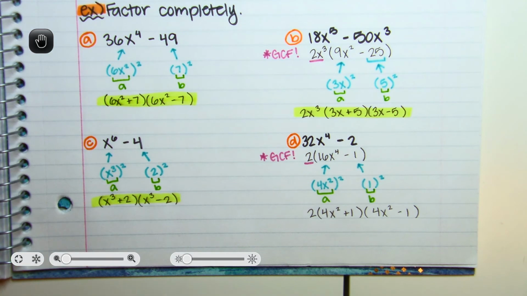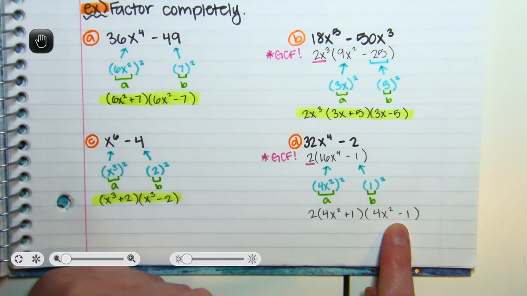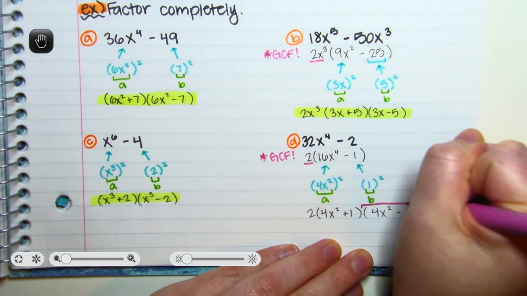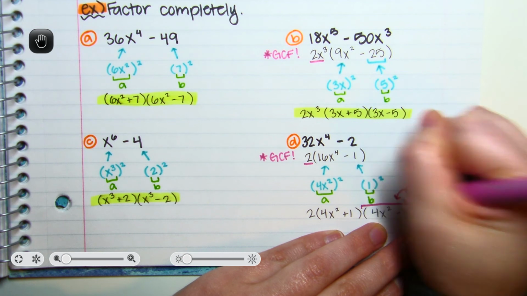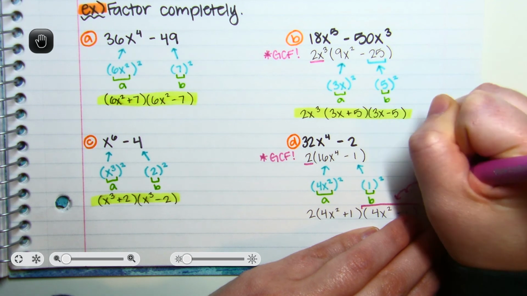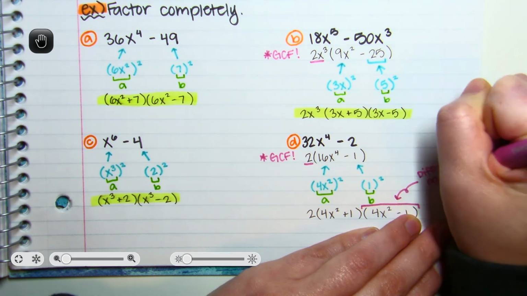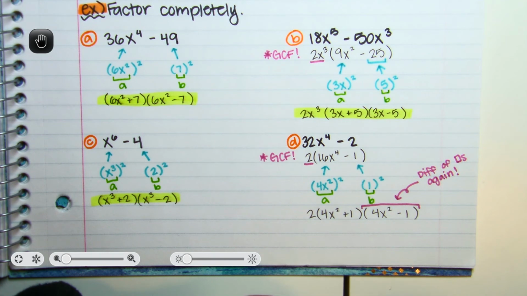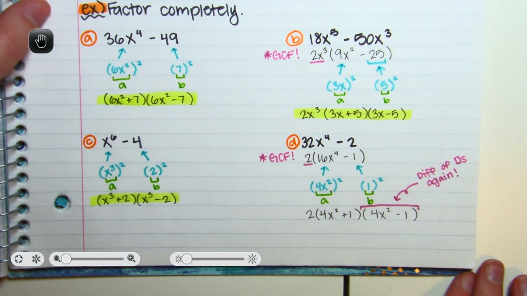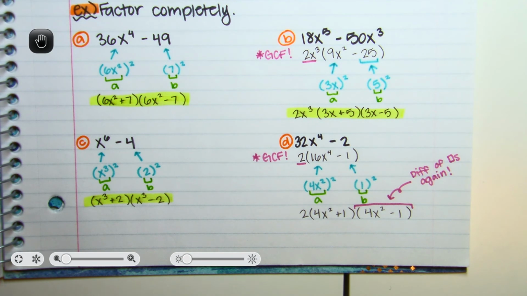Do either of those factor any further? If you said yes, you are right. The 4x squared minus 1 is another difference of squares. So this is a difference of squares again. I just drew an actual little square because I didn't have enough room to write the word squares, but you can write the full word out instead of drawing a little square. So we have difference of squares again. So I need to factor this again.